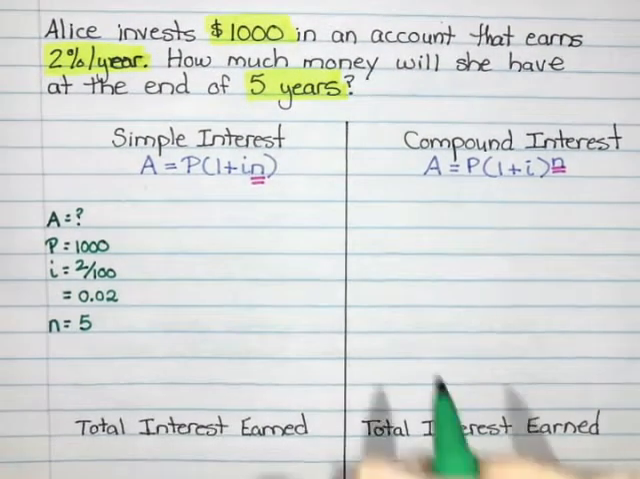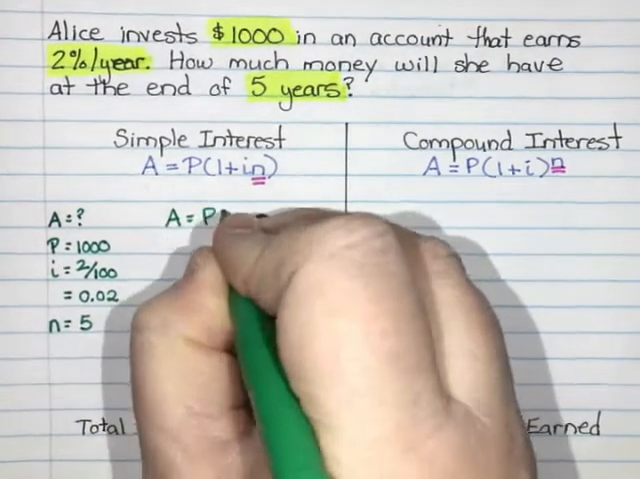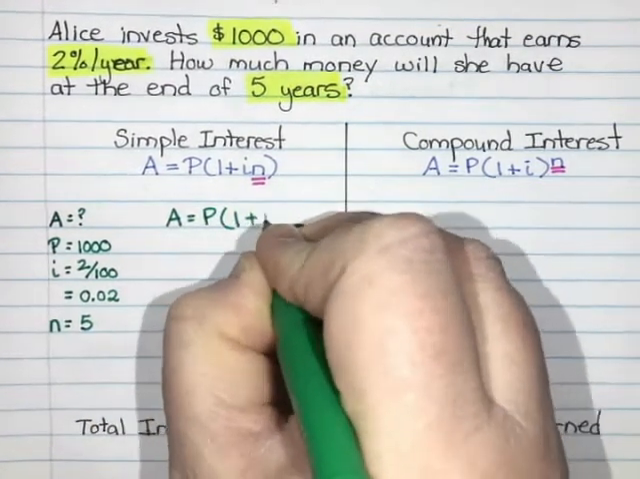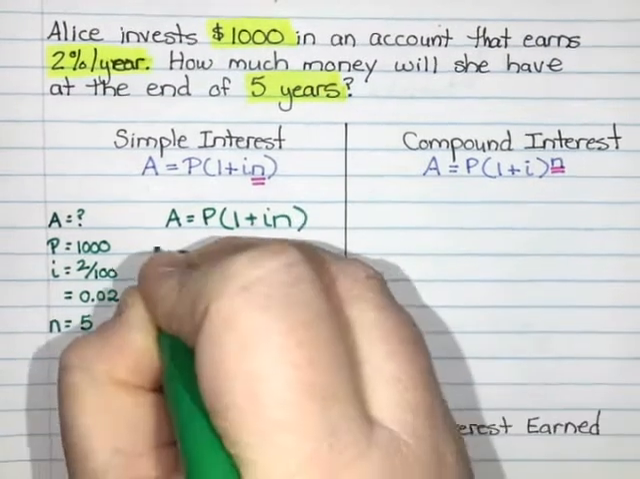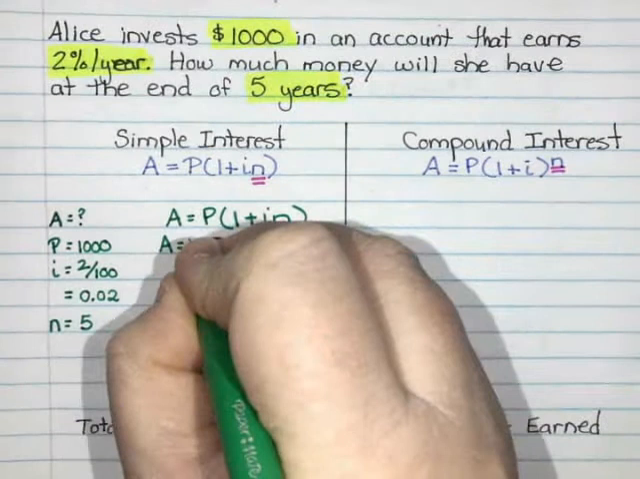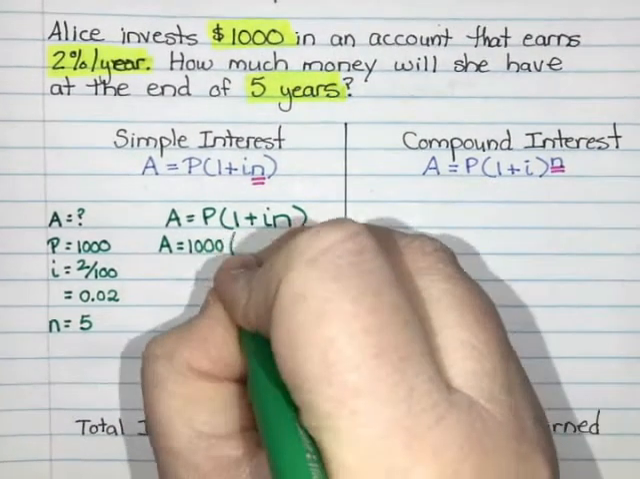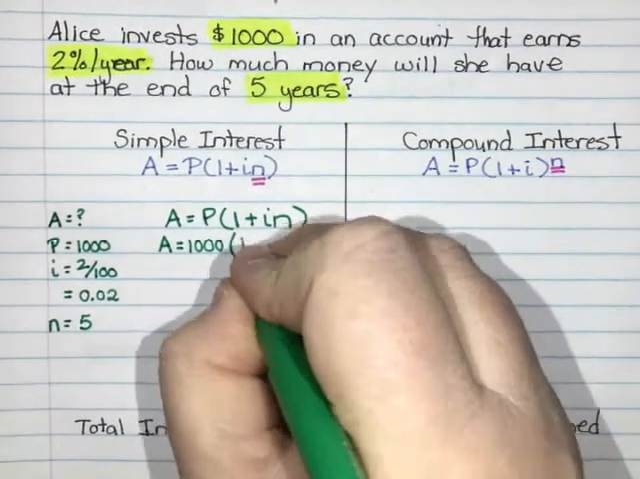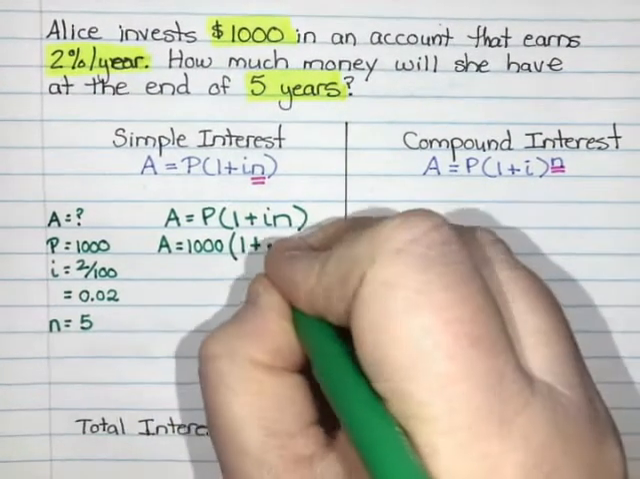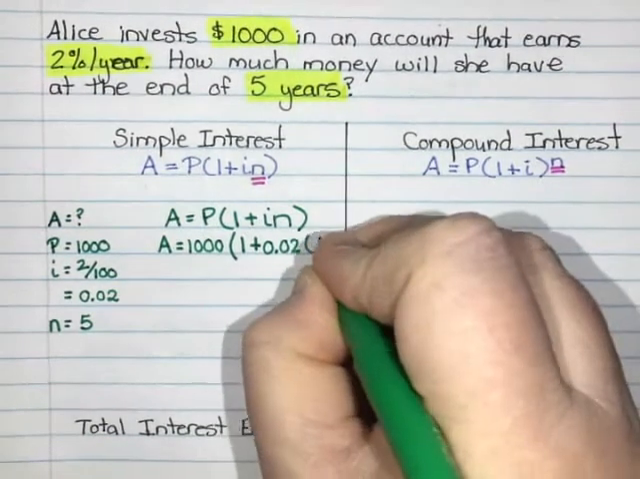So I'm going to take my formula, A equals P times 1 plus IN. That's the simple interest formula. And I'm going to sub everything in. So P is 100. Nope, it's 1,000. I missed a 0 on that. And then times 1, just the number 1, plus I, that is 0.02 times N, which is 5.